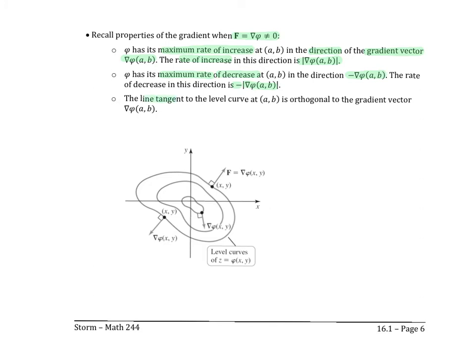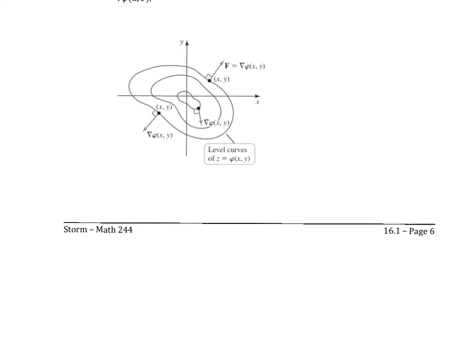So a line tangent to a level curve is going to be orthogonal to the gradient. And then going back to this diagram where we had our level curves and we had this gradient vector. So remember, at any point, if you would draw a tangent vector, it would necessarily be orthogonal to the gradient, right? So the tangent vector at any point is going to be orthogonal to this gradient vector.